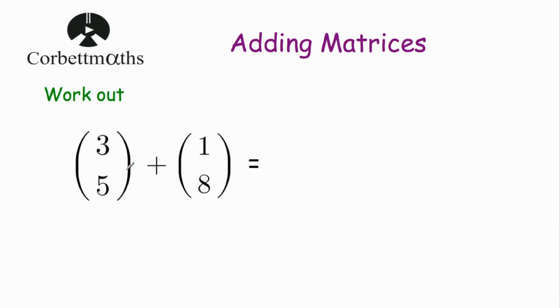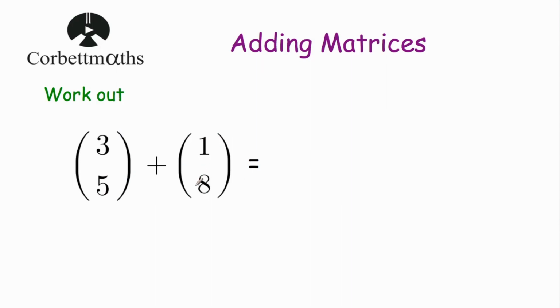Okay, let's have a look at an example. So here we've got two matrices we're going to add together. We've got the matrix 3, 5 and the matrix 1, 8. Now both of these matrices have got 2 rows and 1 column. So this is a 2 by 1 matrix and this is a 2 by 1 matrix, and that means we can add them together.